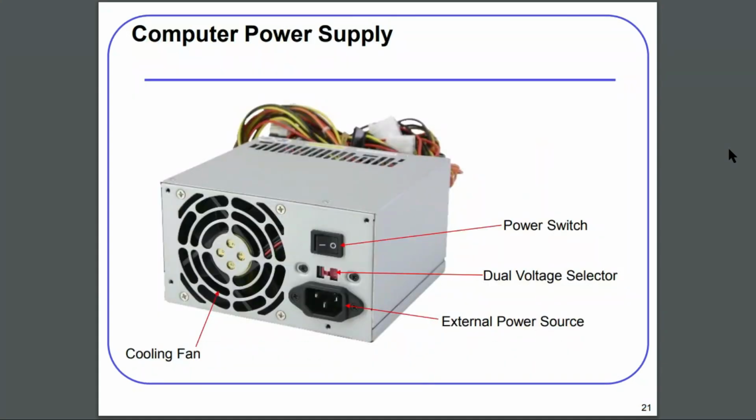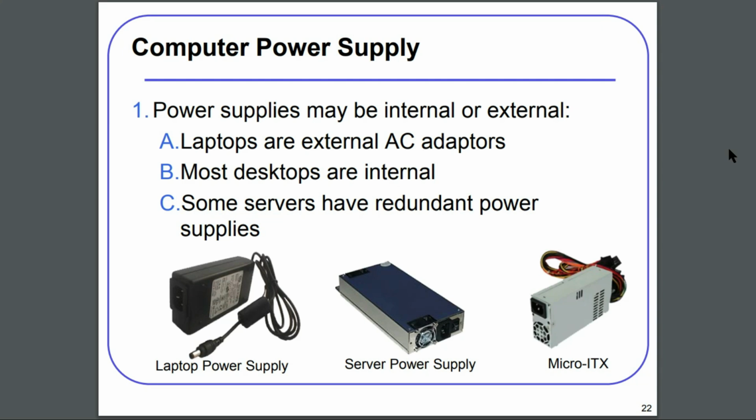So this is the computer power supply. You can see in the picture the cooling fan, power switch, dual voltage selector, and external power source. In this slide you can check the computer power supplies, which may be external or internal. A is a laptop or external AC adapter, B is most desktops, which are internal, and C is some servers, which have redundant power supplies. In the first picture you can see the laptop power supply, in the second picture you can see a server power supply, and the third is a micro ITX.